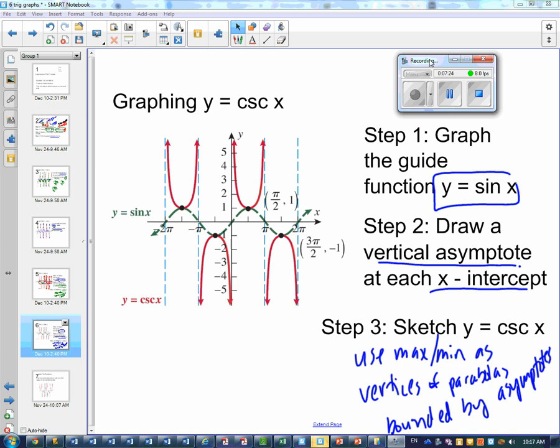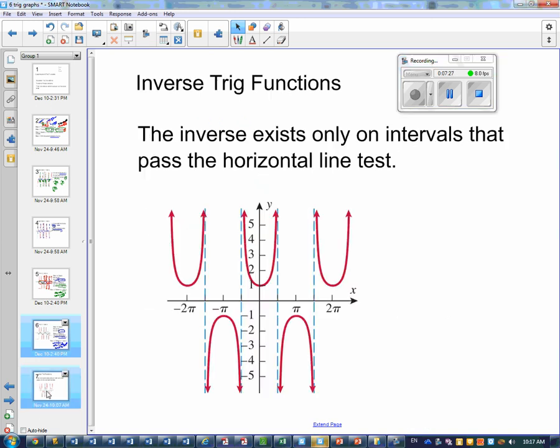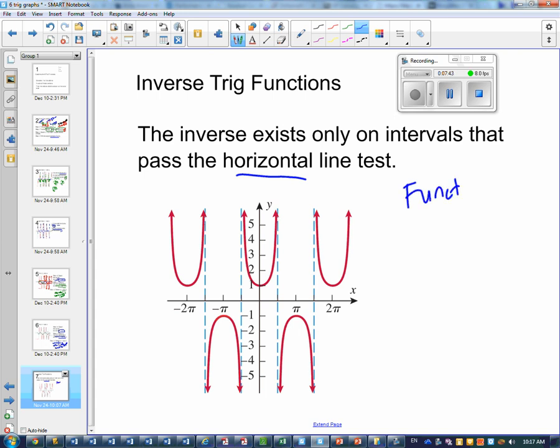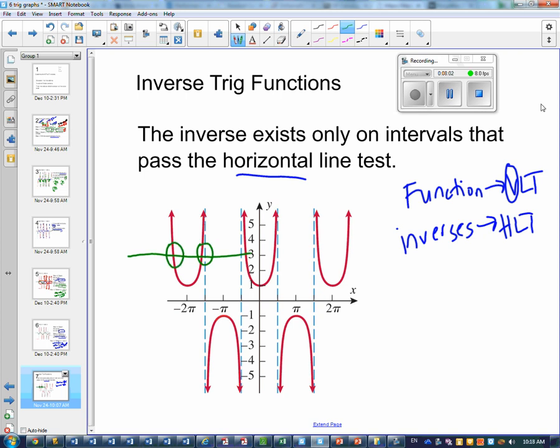The last thing that I want to talk about in this set of notes is the inverse trig functions. So what you have to be able to do is tell me where the inverse exists. So remember that the inverse exists if you pass the horizontal line test, because you're a function if you pass the vertical line test. Functions pass the vertical line test. So inverses, remember inverses switch x and y, so we're going to switch vertical out for horizontal. So I'm going to draw a horizontal line, and I'm going to see that it fails the horizontal line test because it crosses twice.